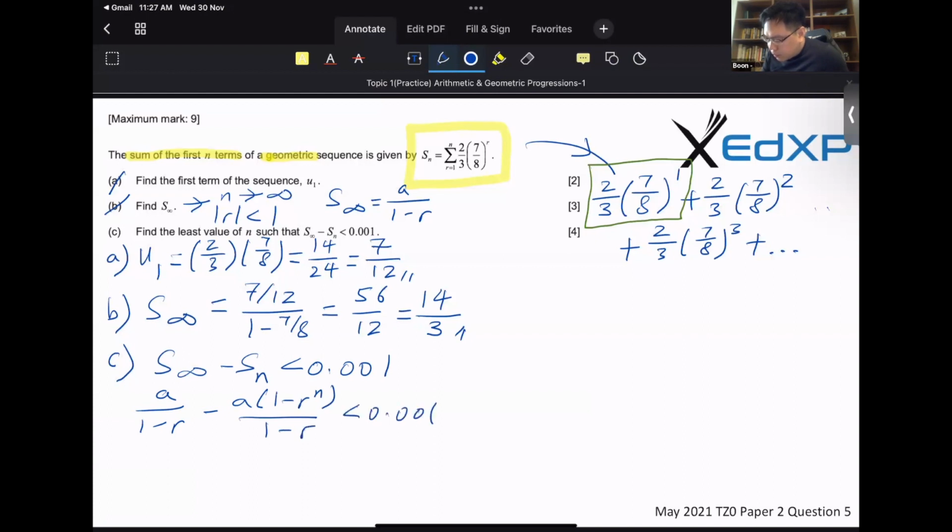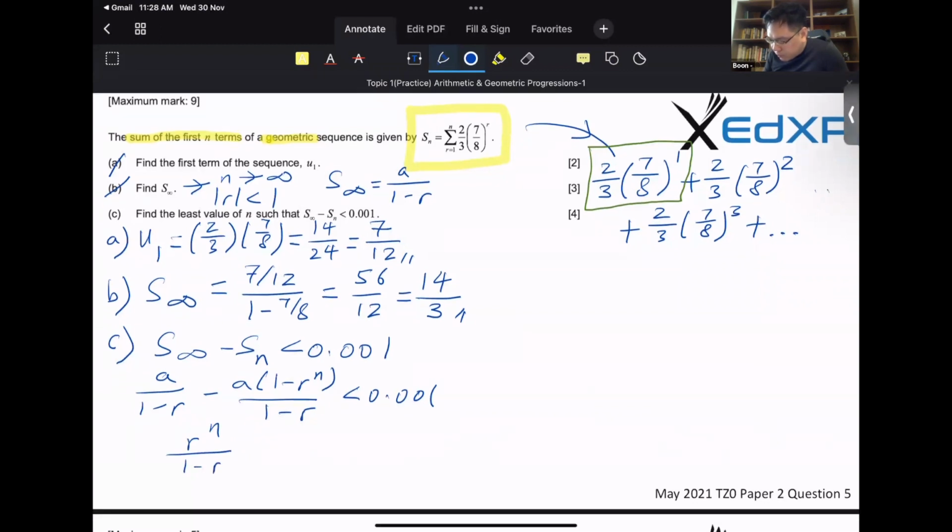So we subbed in the sum to infinity formula as well as the sum of n terms for a geometric sequence. So we can see actually the first two terms cancel out. Okay, and all we are left with is r^n over 1 minus r. So this really simplifies the question. And we know that the common ratio is 7/8, so we can sub that in. Okay, let's do it. So 1 minus 7/8 is 1/8 at the bottom.